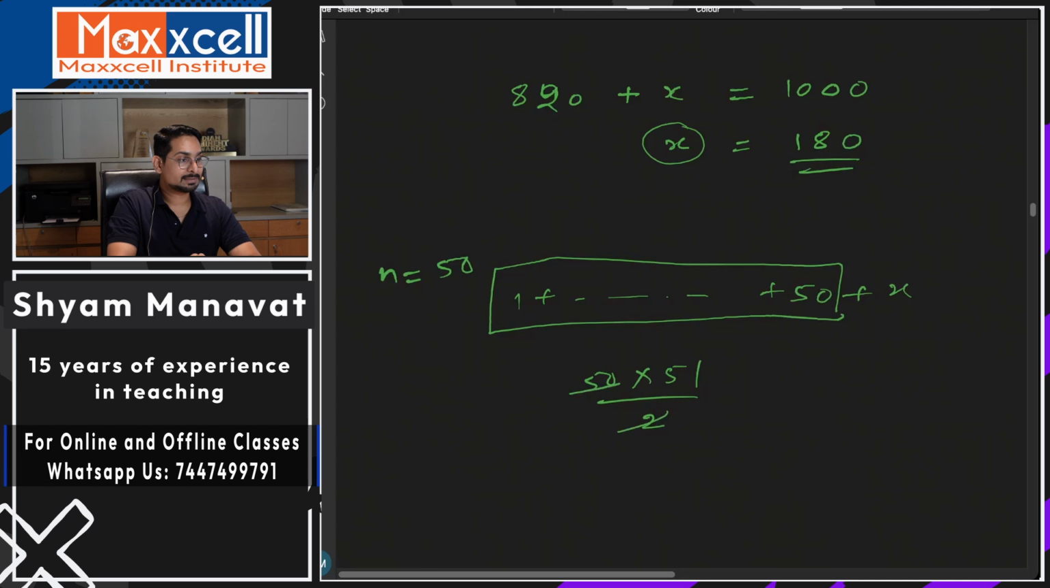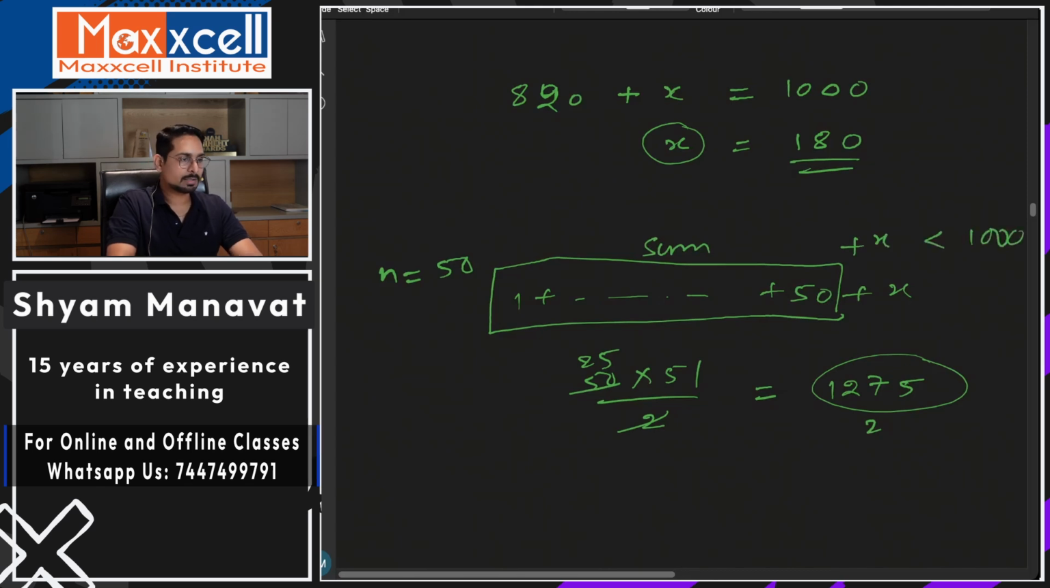If you cancel, this is 25. 25 ones are 25. 25 fives are 125, plus 2, 1275. Oh, this is more than 1000. This is more than 1000. And we need what? This sum plus x has to be less than 1000.